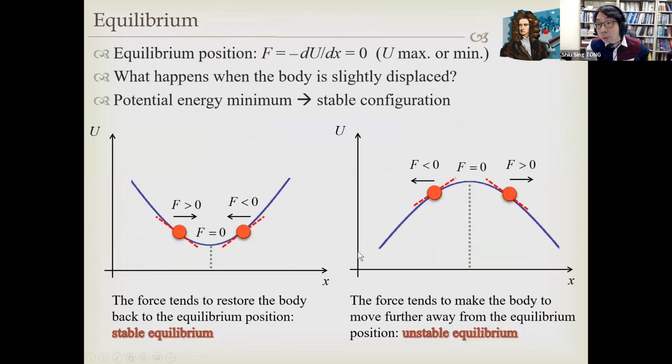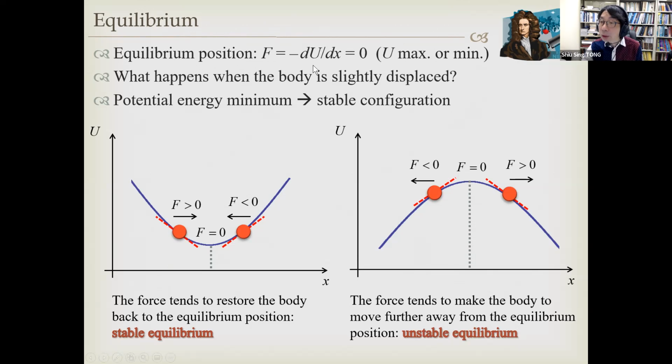Now let's talk about equilibrium. What is called equilibrium is a point. We call the equilibrium position a point where the conservative force acting on the body is zero, and that corresponds to the conservative force, which is given by minus du dx, being equal to zero.